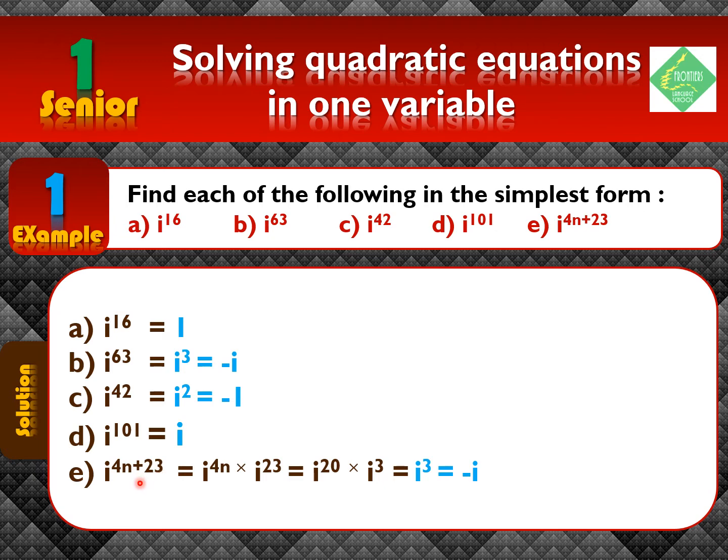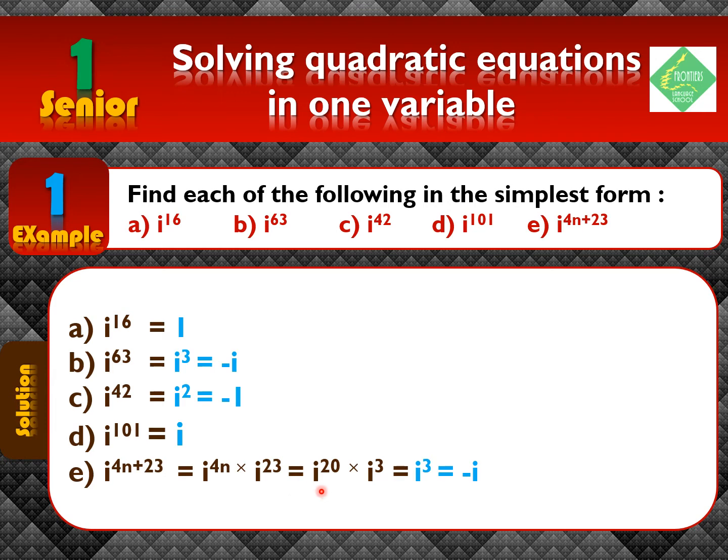Finally, I have I power 4n plus 23. Concentrate with me. This problem is very important. I power 4n plus 23 is composed of I power 4n times I power 23. What about I power 4n? Whatever n is, it is a multiple of 4, so I can replace it with 1. The remainder is I power 23. Again, what about I power 23?